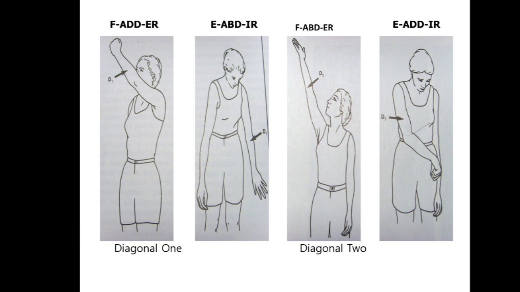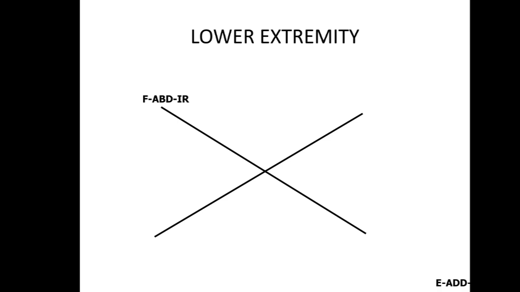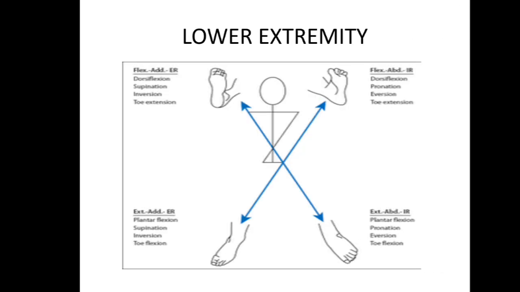In this way. Then we have the lower extremity. In lower extremity, usually there is flexion, adduction, external rotation, dorsiflexion, supination, inversion and toe extension. And flexion, abduction, internal rotation, dorsiflexion, pronation, eversion and toe extension. Then the extension, adduction, external rotation, and extension, abduction, internal rotation. So it is performed diagonally.